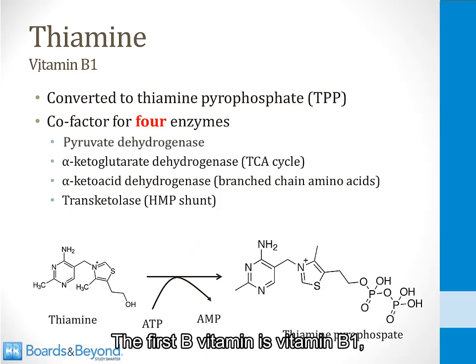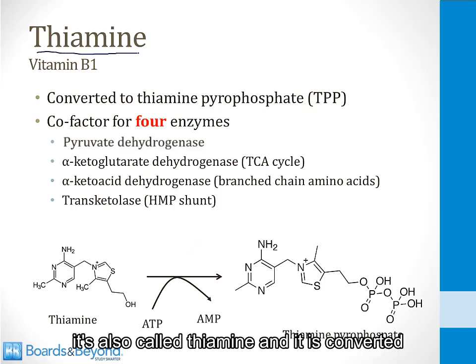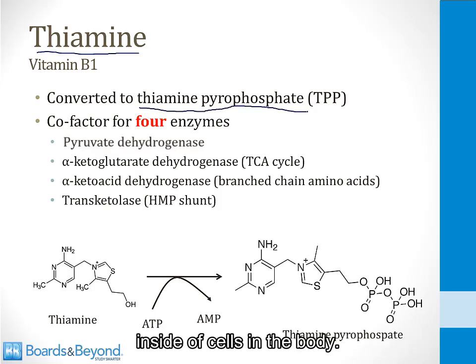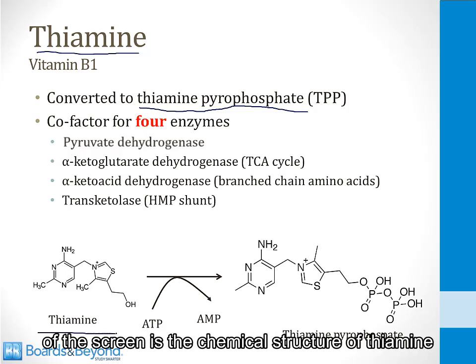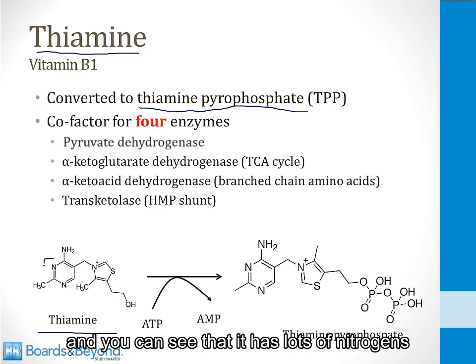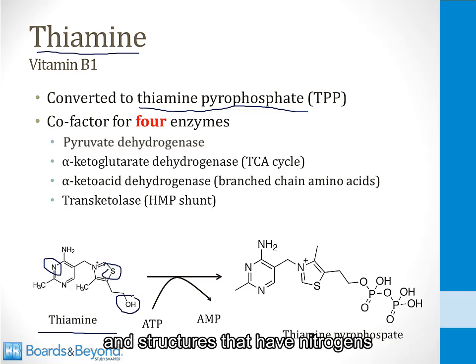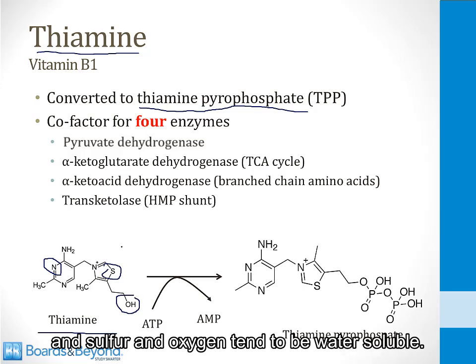The first B vitamin is vitamin B1. It's also called thiamine, and it is converted to an active form called thiamine pyrophosphate inside of cells in the body. On the bottom left-hand side of the screen is the chemical structure of thiamine, and you can see that it has lots of nitrogens and a sulfur molecule and also an oxygen molecule. And structures that have nitrogens and sulfur and oxygen tend to be water-soluble.